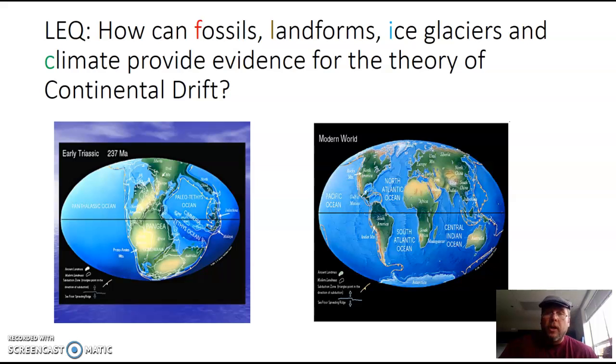In 1912, I discovered some evidence to help me to prove continental drift. Today, I'm going to discuss with you how fossils, landforms, ice glaciers, and climate help to provide the evidence I fought so hard for the theory of continental drift. Now, unfortunately, if you look here, I could not tell people why they were moving, but you notice together they are one supercontinent I used to call Pangea.